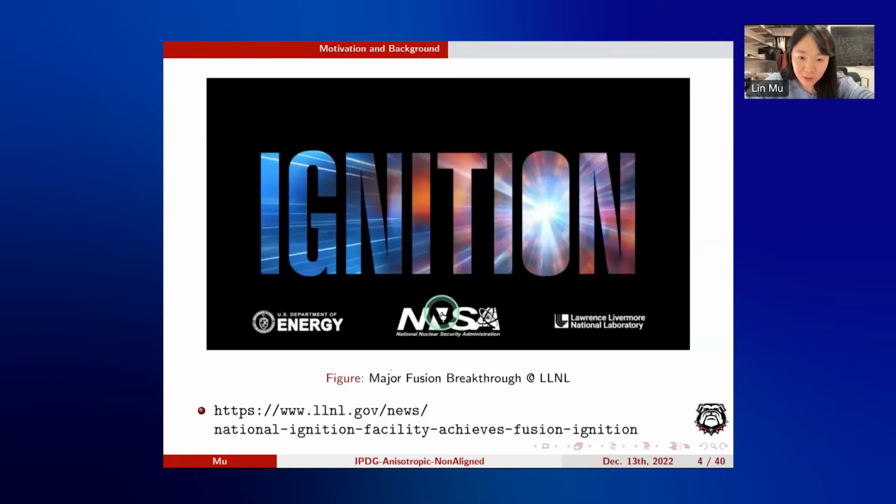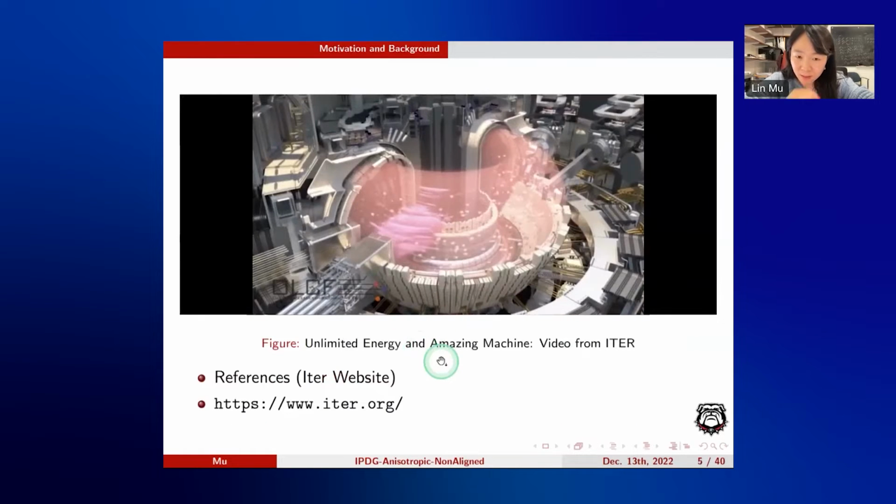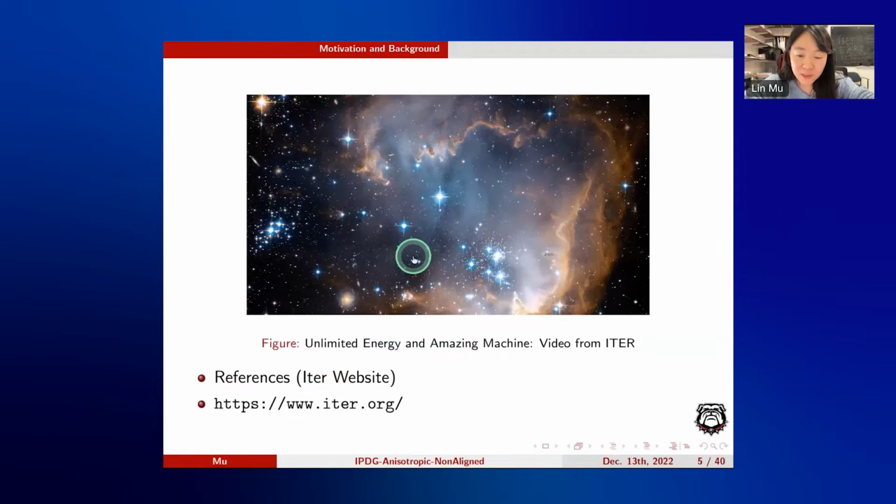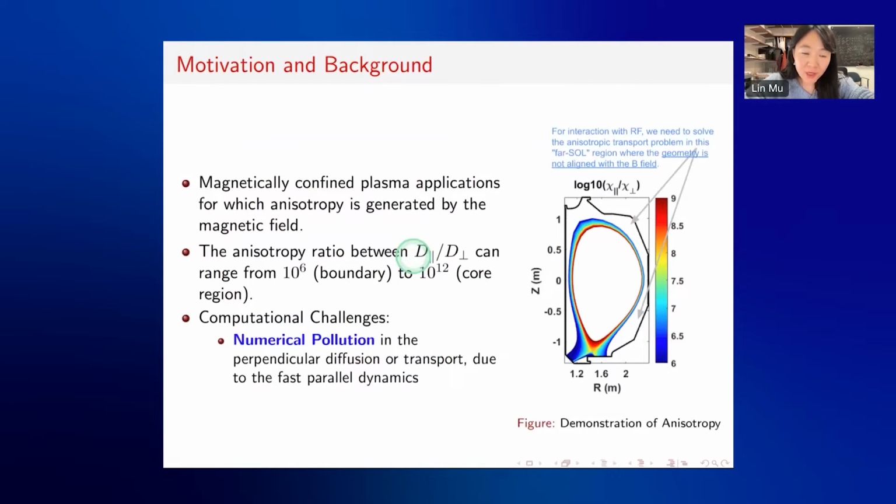Let me show this big picture again. We use this device to hold plasma in the vessel, using a very strong magnetic field and high temperature, so that fusion generates energy. Let's go back to our math problem. We focus on the magnetically confined plasma application. The anisotropy is generated by the strong magnetic field.